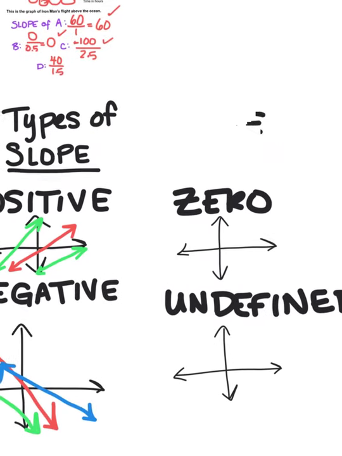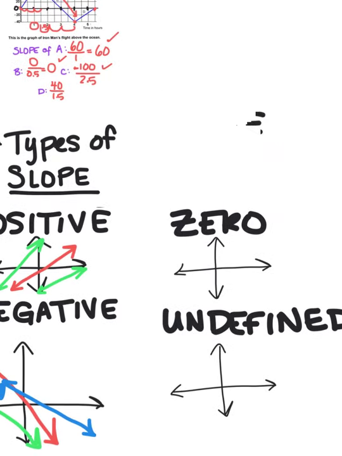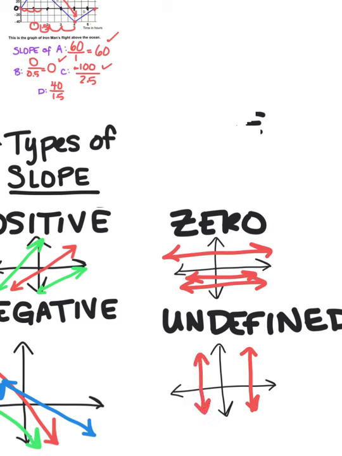Now the 0 slope, we already figured out up there. It just means it's a horizontal line. It can be anywhere in the coordinate plane. It's just perfectly flat from left to right. Now undefined is the only type we haven't looked at yet. And I'll tell you, undefined means it's a vertical line. It goes straight up and down.